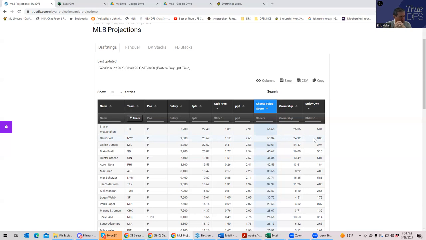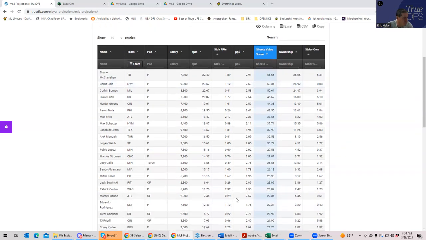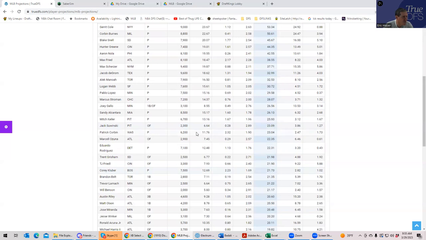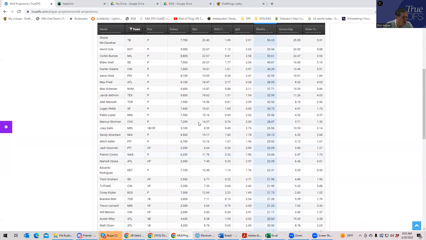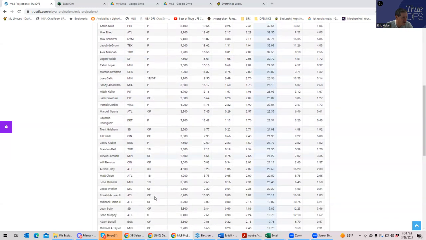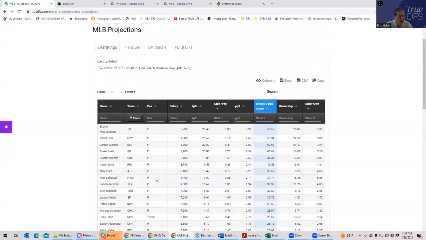So all this is well and good, but what do you do with all this information? You could build single entry lineups with this, but the thing about baseball is that it's so heavily weighted towards correlation that to just take, say, the top-rated first baseman, the top-rated outfielder, top-rated second baseman, or whatever, and make a lineup out of that.